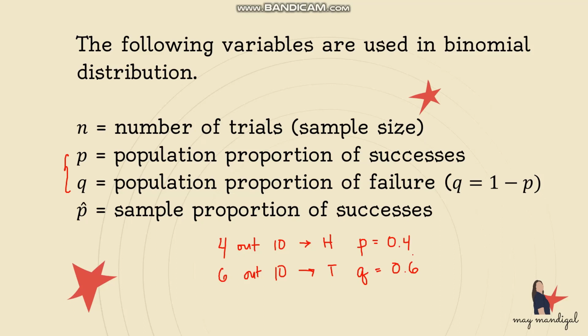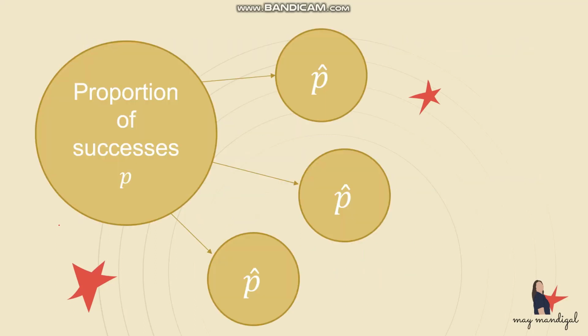Now, as you noticed, we have here P hat, this one right here. This P hat is for the sample proportion of successes. Like what I've said a while ago, we can use these binomial random variables in experiments, research, and of course it involves population and sample. So remember, P and Q are from the population, and the P hat is the proportion of success from the sample. Now, to visualize everything, I will show you this illustration.